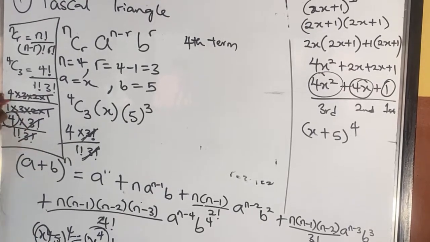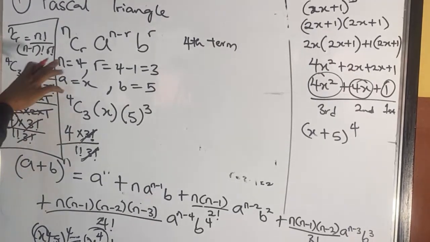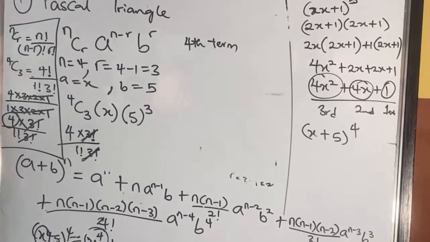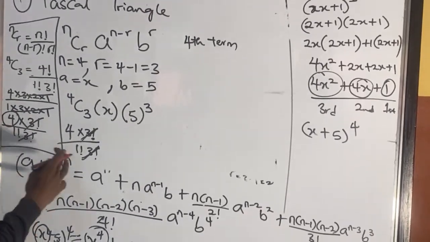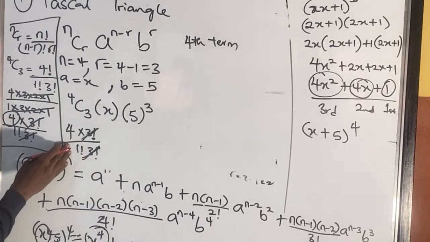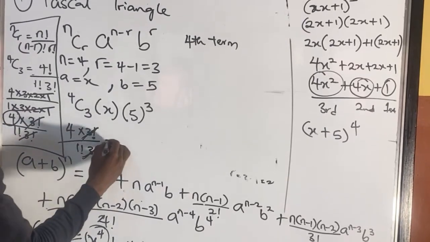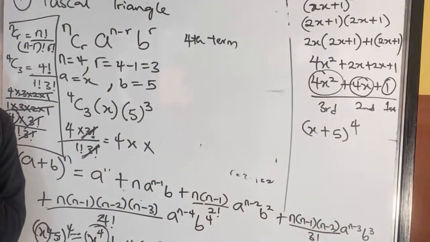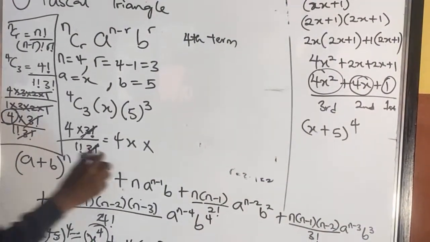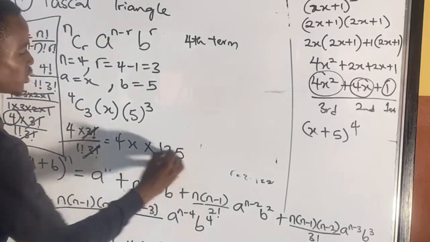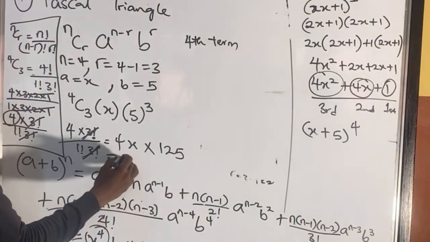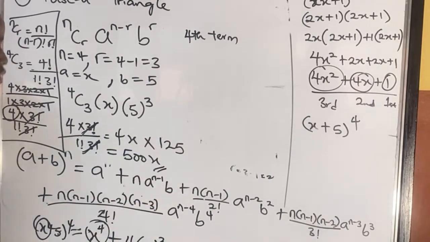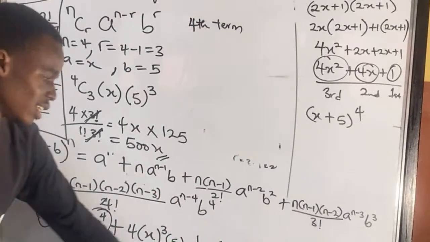So which one is better? In the case where you have 8 factorial, so that you will not waste your time in the e-center. So let's go on. So we have 4 from here, right? 4 over 1 gives us 4. We have x, 25. 25 times 5, 125. 125 times 4, 500 times x.